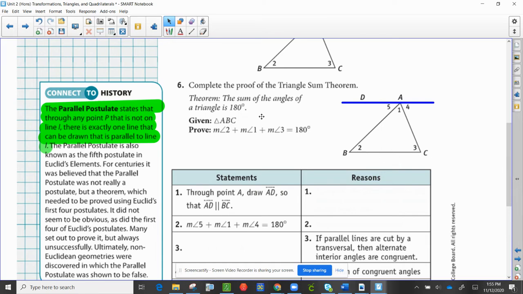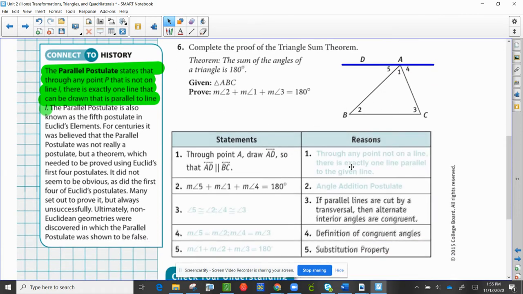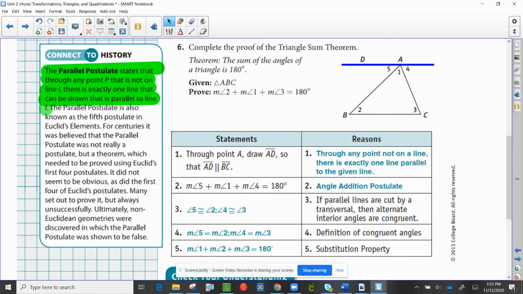The parallel postulate allows us to do this, and this proof is going to go through how we can prove that the sum of angles 1, 2, and 3 adds up to 180. So here is that proof. A lot of it is using parallel lines and knowing that things are supplementary, and the angle addition postulate. You can go through this proof if you want, but honestly, what you need to know from it is that if we have 3 angles inside of a triangle, they add up to 180.